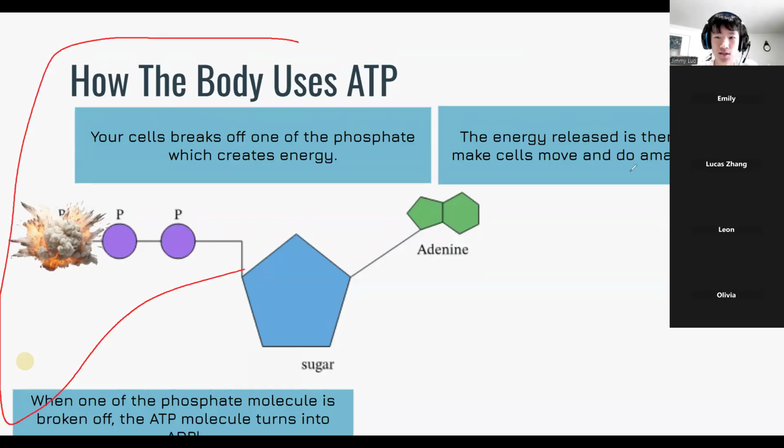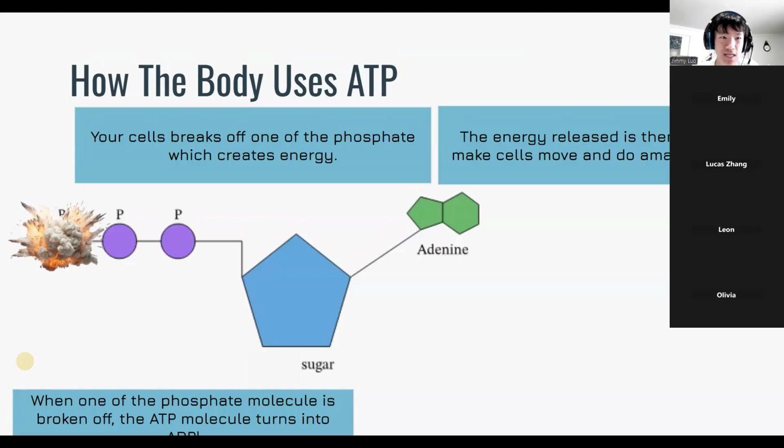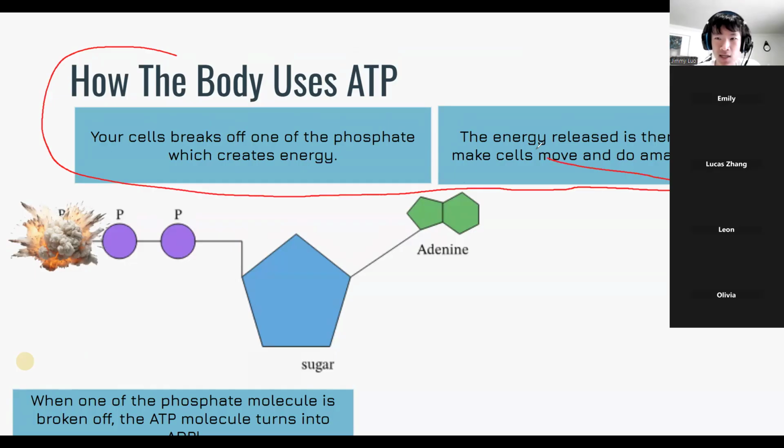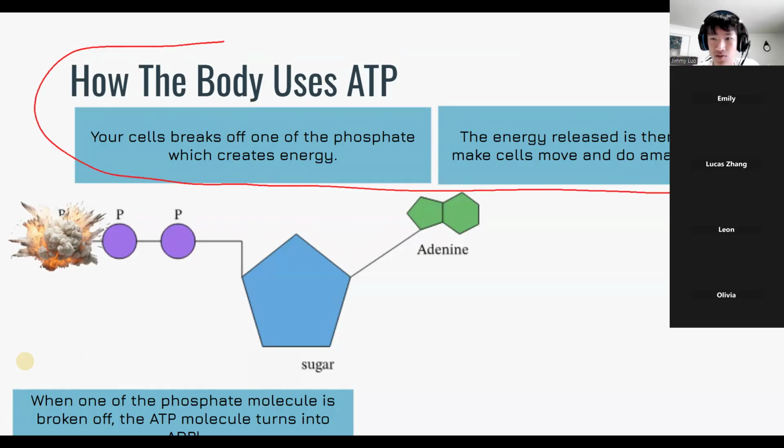And also, I do want everyone to take down these notes. Your cell breaks off the phosphate, which creates energy, and the energy is released to make cells move, right? I'll give everyone a few minutes to do that.